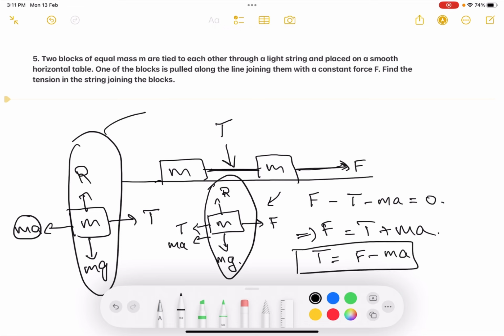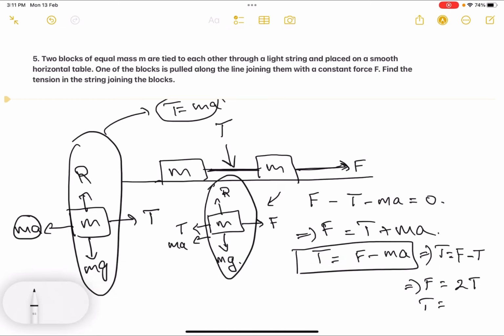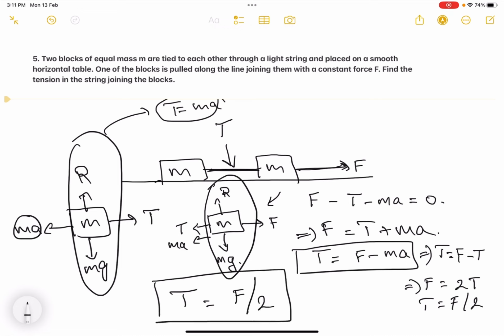And looking at this object now, we have T is equal to ma, right? So in the place of ma, if we replace it with T, this implies that T is equal to F minus T, which implies that F is equal to 2T and T is equal to F divided by 2. That is the final answer. The tension in the string is equal to the force being applied divided by 2. So that's the final answer here.